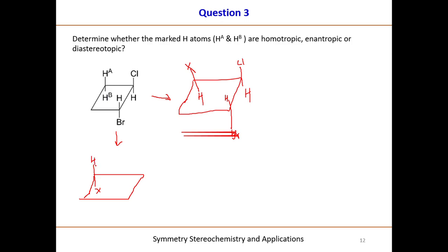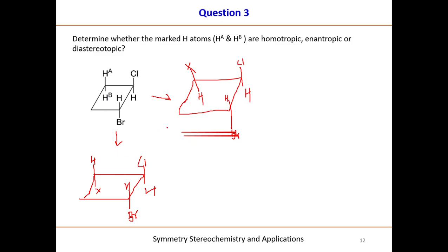This is H. Okay. Now we will see both the molecules. Here, if we are interchanging one hydrogen by halogen atom, the molecule becomes different from the starting one. It becomes chiral.